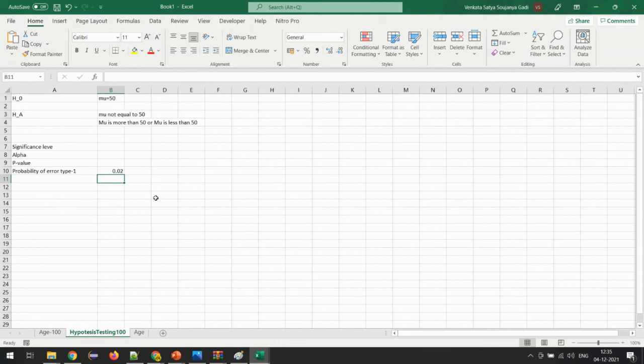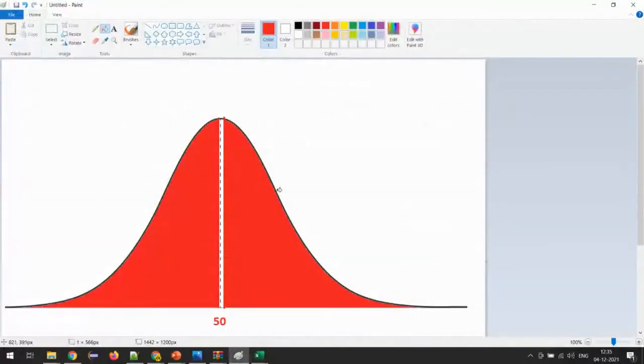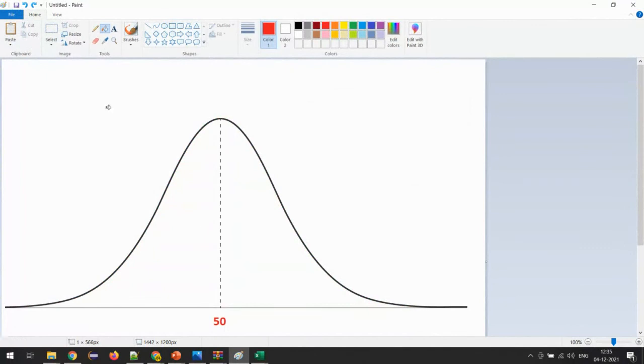So the type 1 error allowed, or the significance level, is 0.02. So we can't paint like this. So we paint the region which has this side and this side like this. We have two tails.